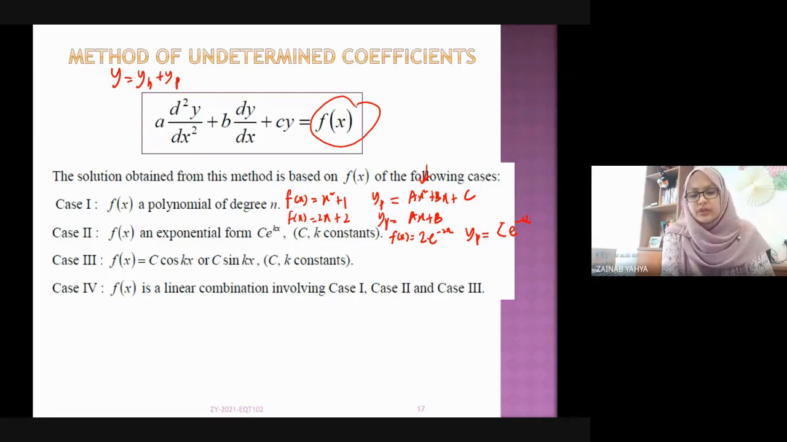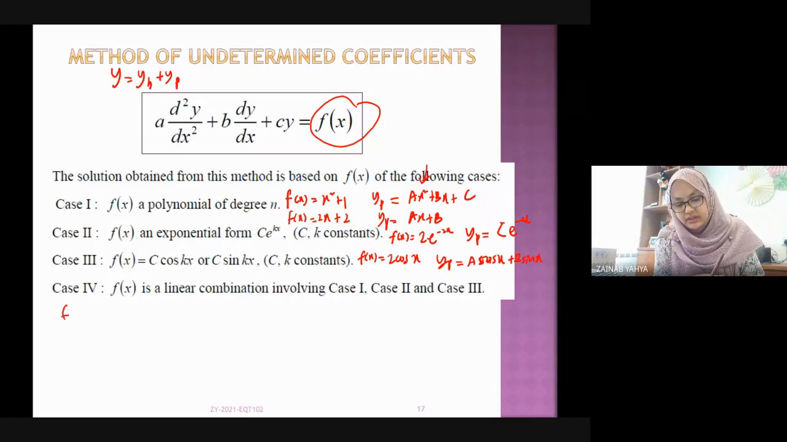Okay, we continue. Case 3, the f(x) is cos or sine. Okay, for example, f(x) equals 2 cos x. So your yp will be a cos x plus b sine x. Okay, you must have cos and sine together.